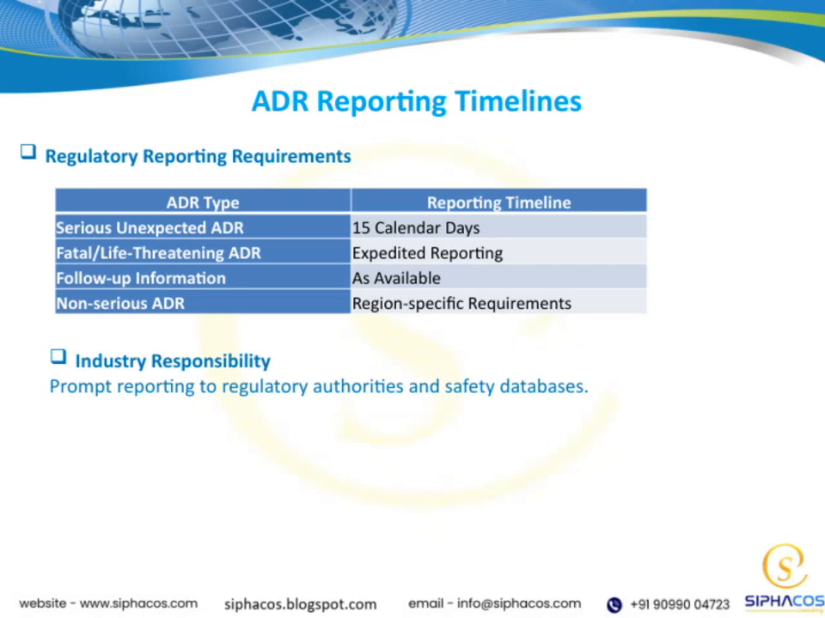When it comes to industry responsibility, timely reporting is absolutely critical. Serious unexpected adverse drug reactions need to be reported within 15 calendar days. If the reaction is fatal or life-threatening, the reporting must be expedited, no delays. Follow-up information should be submitted as soon as it becomes available. For non-serious adverse reactions, the timelines depend on regional requirements. Meeting these reporting deadlines ensures safety data stays current, helping regulators and healthcare professionals protect patients effectively.